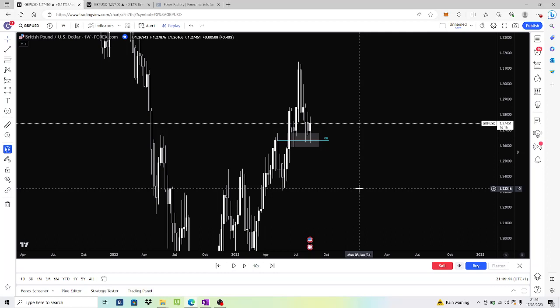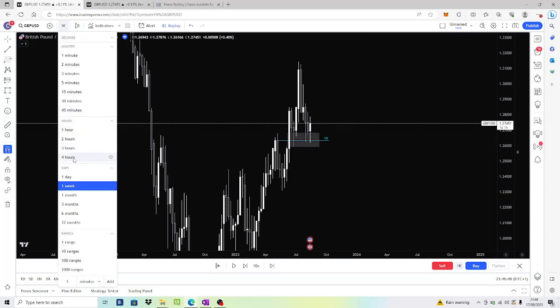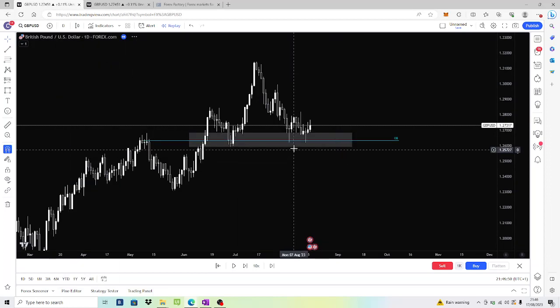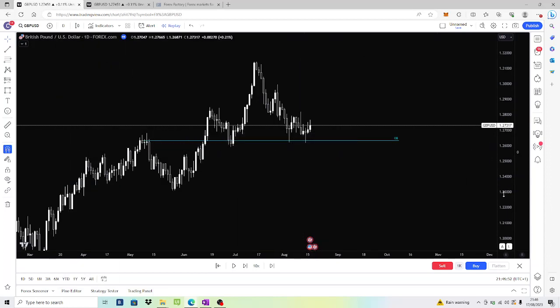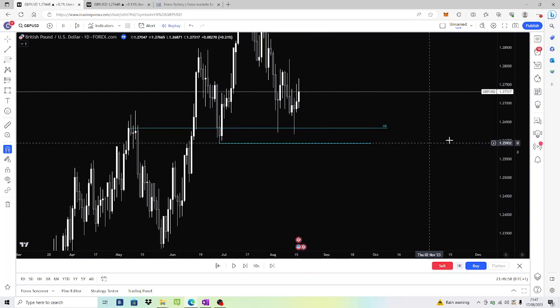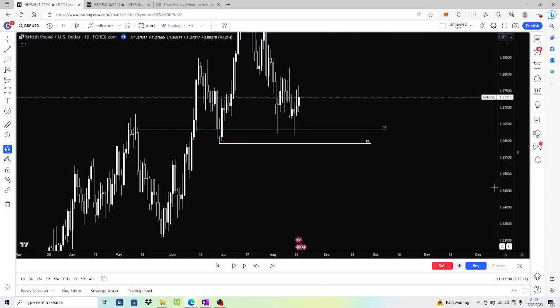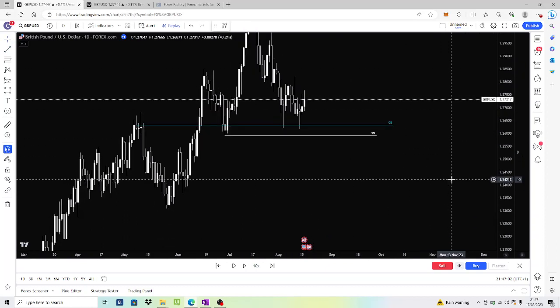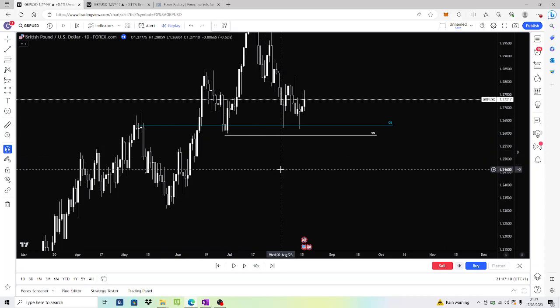The only reason I'm not switching my bias bullish just yet is because I do want price to take out this daily sell side level. Okay. I want price to take this out first. Did it reach this daily order block? No, price didn't reach this daily order block yet.